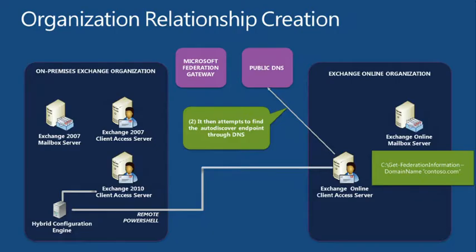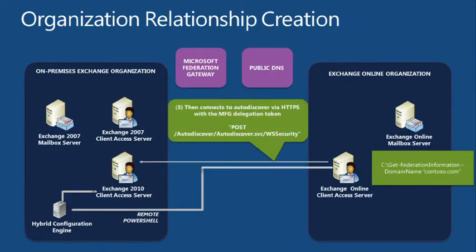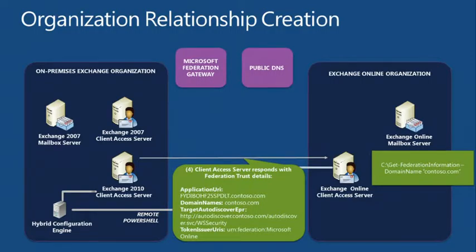At that point, it needs to find where on-premises is. So it does a DNS lookup for autodiscover.whatever the domain name was. And providing that DNS record exists, it then attempts to access the autodiscover web service. And it gives it that delegation token. And providing Exchange 2010 on-prem can authenticate that token, it provides back the autodiscover details and everything's good. So where does this fail?